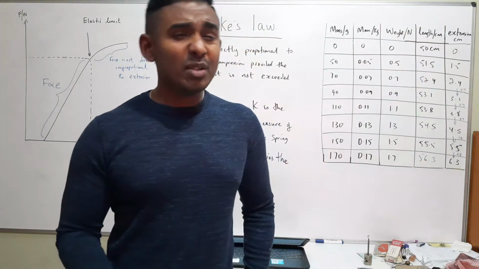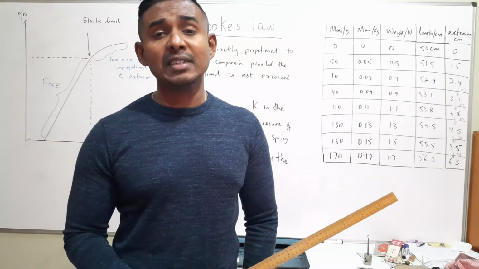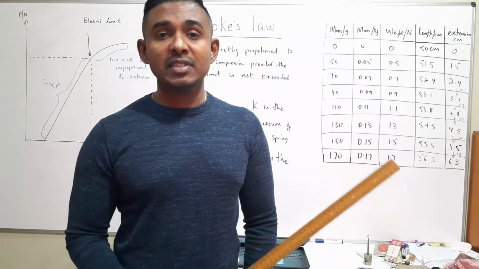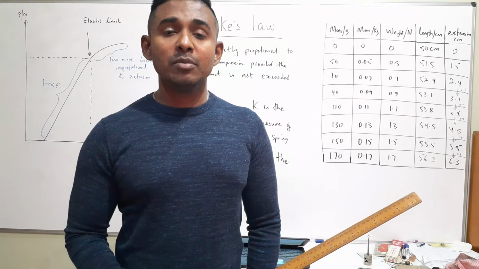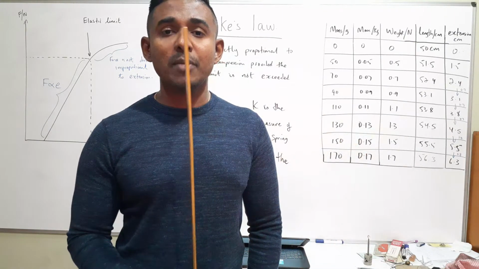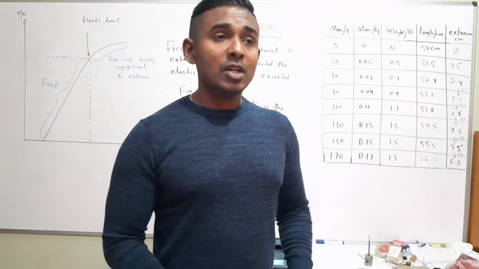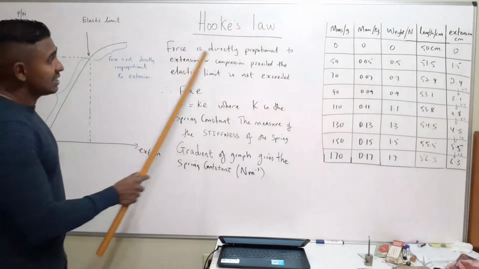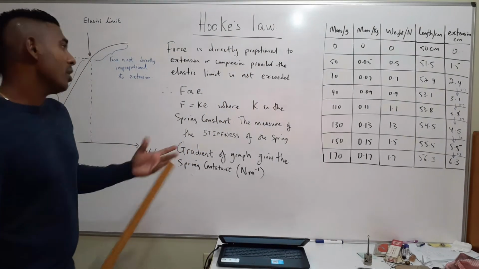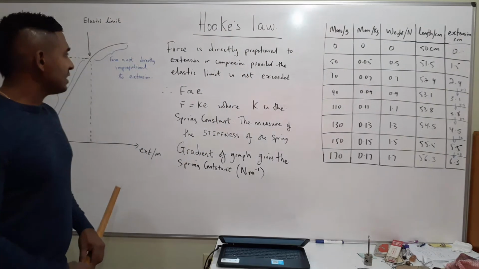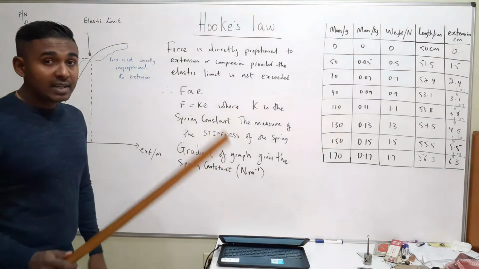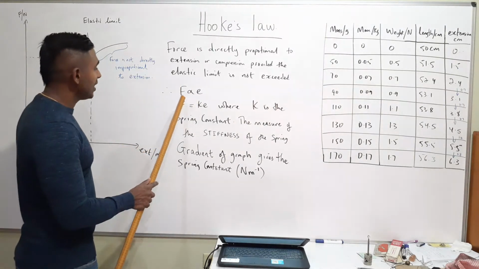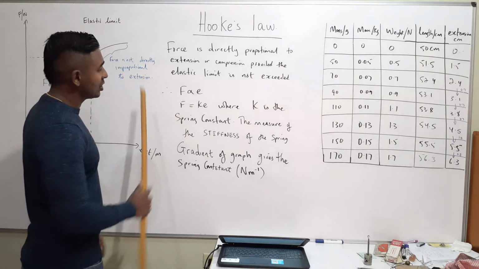So generally, when we look at springs in Hooke's law at the CSEC level, we look at a spring being loaded and stretched, as you would have seen in the previous video where I was demonstrating how this experiment could be conducted. If you look on the board here, force is directly proportional to extension or compression, provided the elastic limit is not exceeded. We can write that in mathematical form: F is directly proportional to extension.